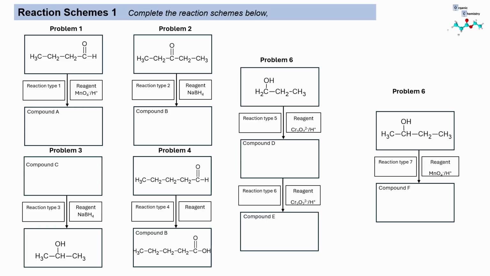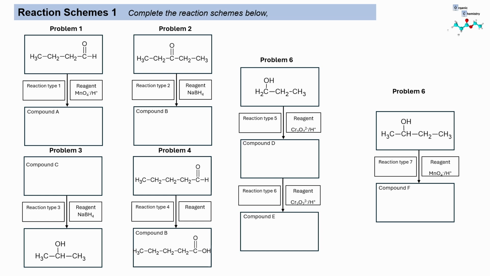Okay, so let's have a look at this reaction scheme one here. So let's start with problem one. When we're trying to fill out reaction schemes, we look at what information we've been given and we fill out the information that's missing. Now in problem one, we're given the reactant, but we don't know what the product is.